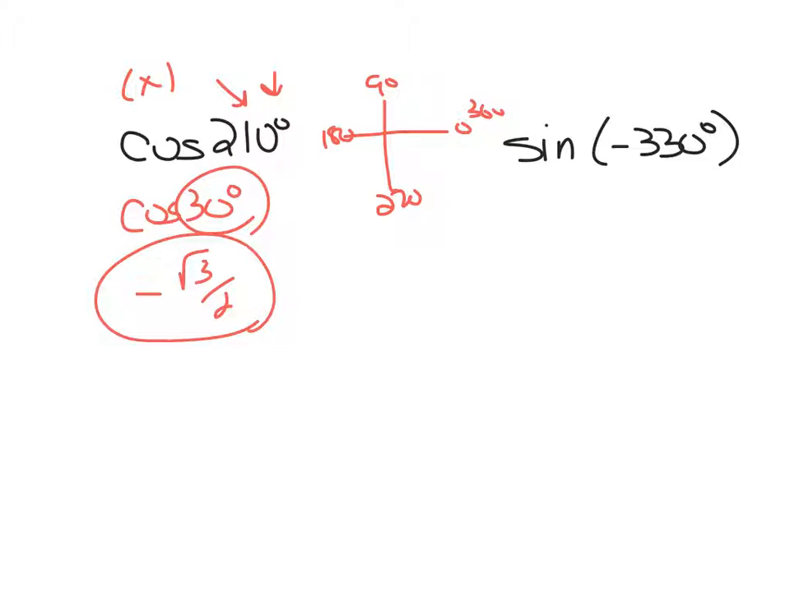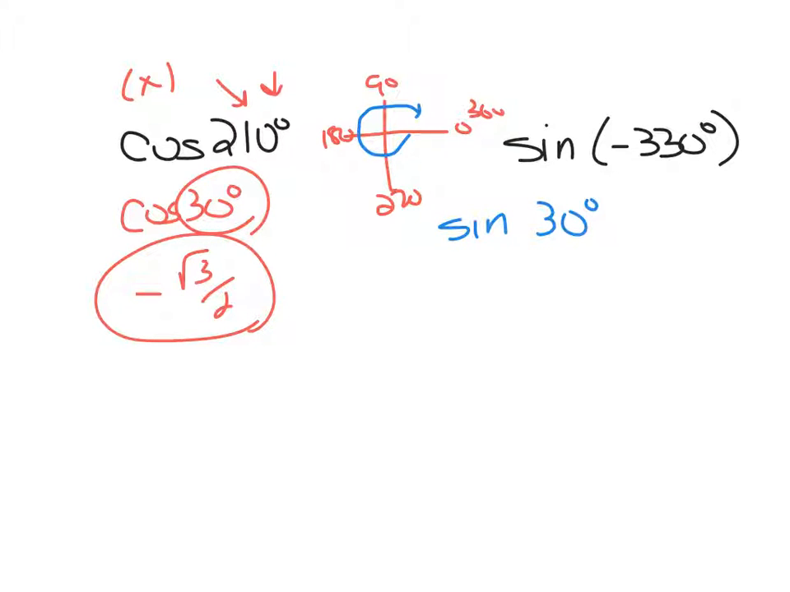Let's try another one. Sine negative 330. I'm going to give you a second. Think about what quadrant that would be in. Good. Hopefully you know it's quadrant 1, because negative 330 goes almost all the way around, almost back to negative 360. So it's quadrant 1, which means it's going to be positive because everything is positive in quadrant 1. Also, it's 30 degrees away from 360, the x-axis.